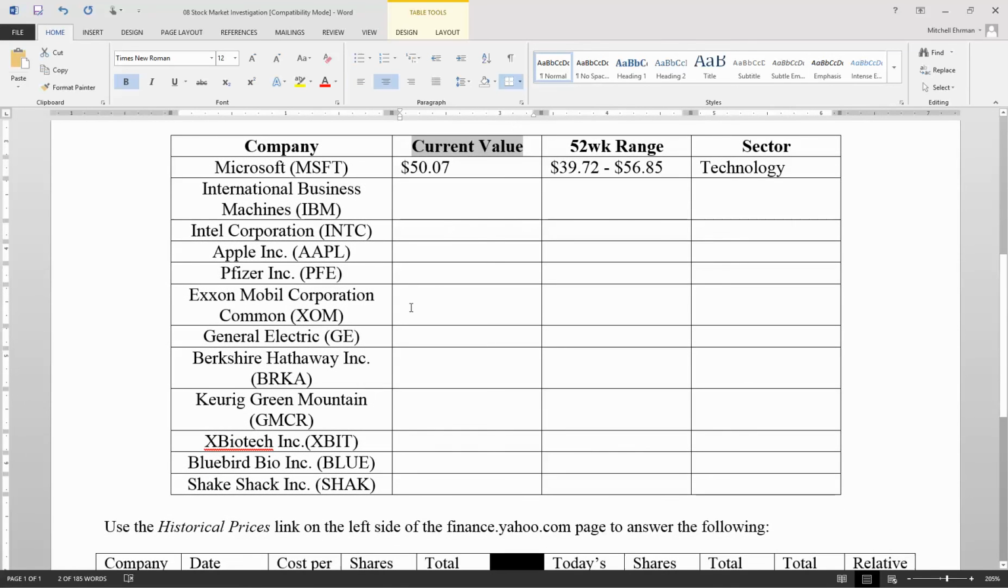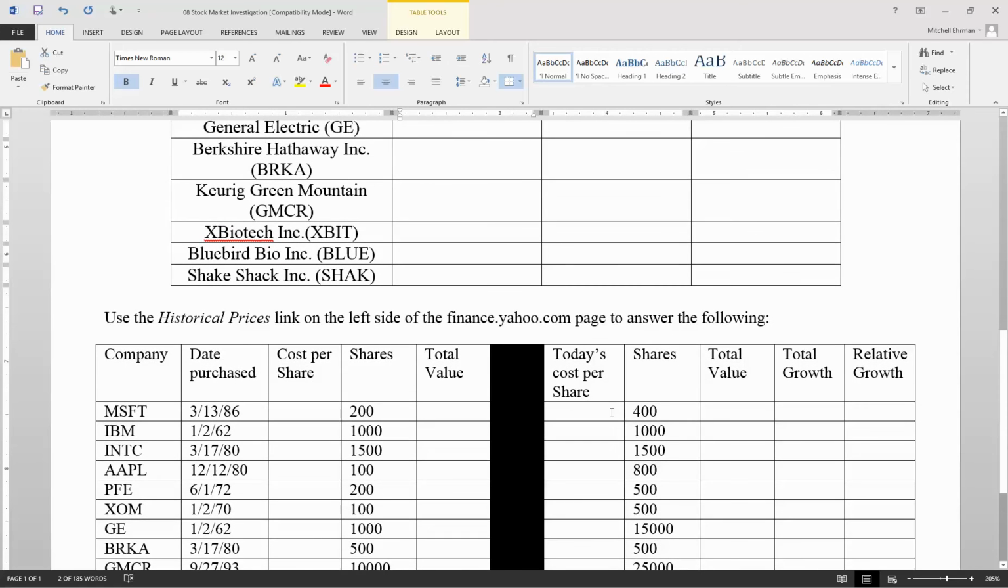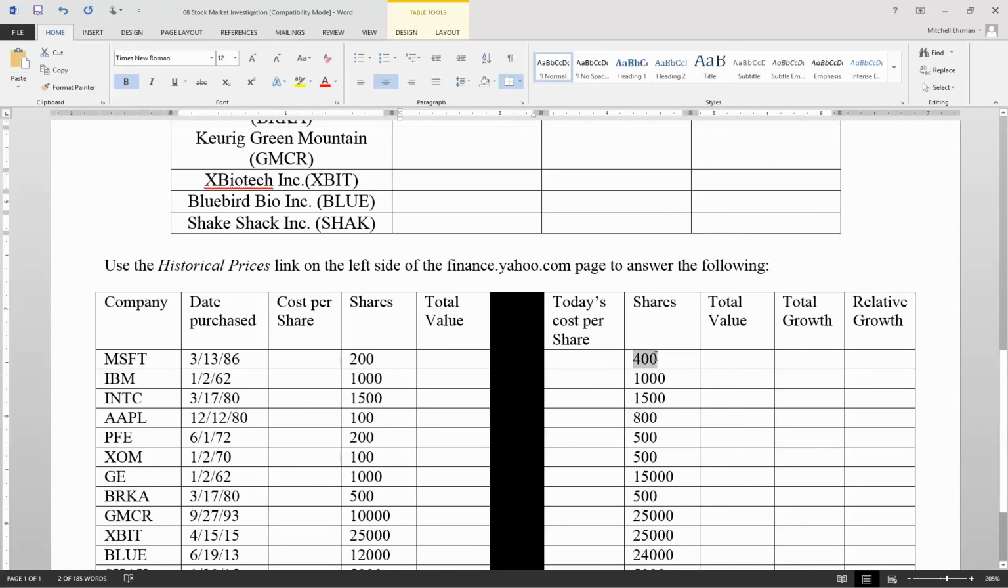Right? Because you're finding the current value of the stock. That's today's cost per share. And you can see how many shares that you now own. And when I'm in class next, we'll talk a little bit more about how your ownership in Microsoft can go from 200 shares to 400 shares. Again, we'll talk about that when I'm in class next, but that's what's happened.